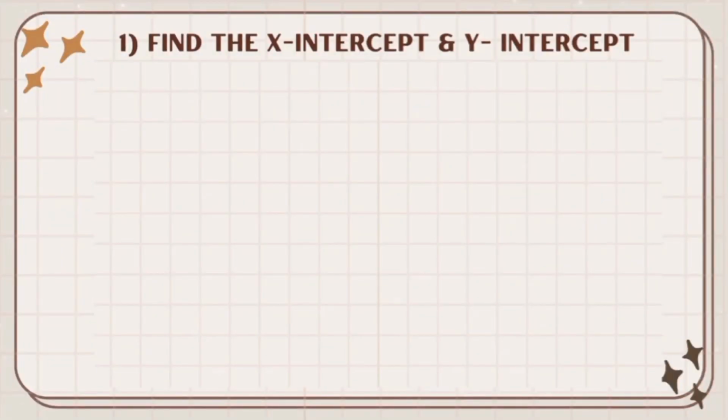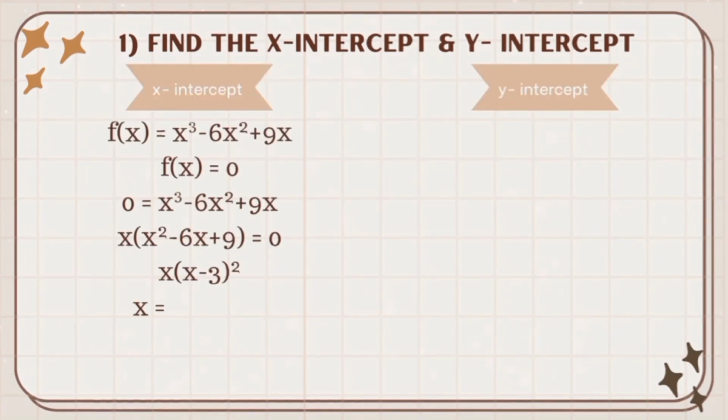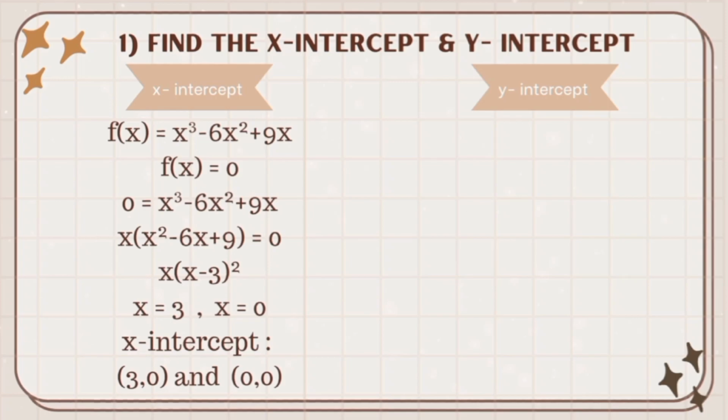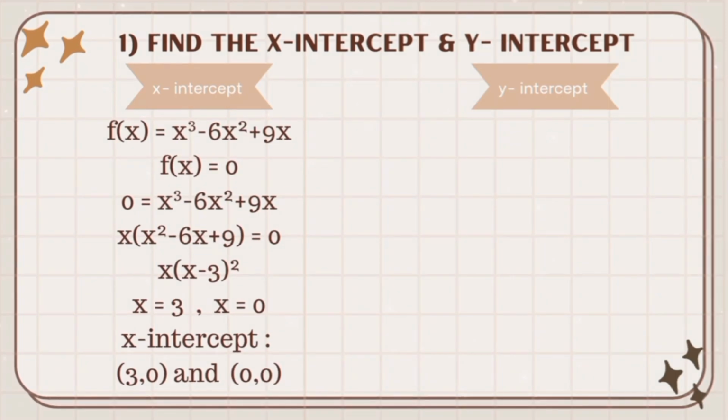Number 1. Find the x-intercept and y-intercept. To find the x-intercept, we let f(x) equal to 0. Take the equation and set it equal to 0. Then, we solve by factorizing the equation to get the values of the x-intercept. The x-intercept values are x equal to 3 and x equal to 0. Lastly, we write the values in the form of coordinates. First is (3, 0) and second is (0, 0).